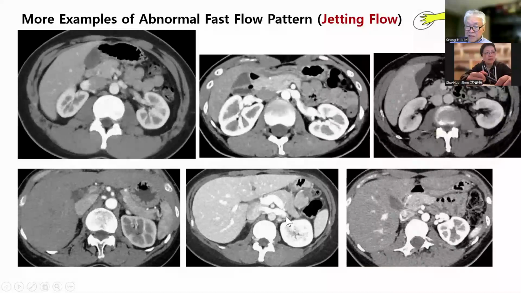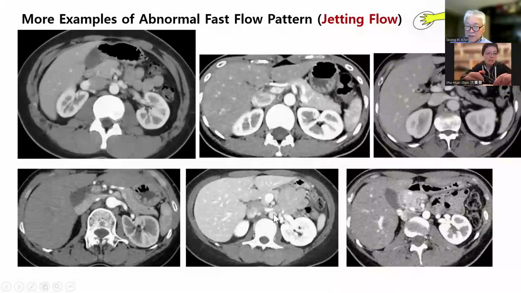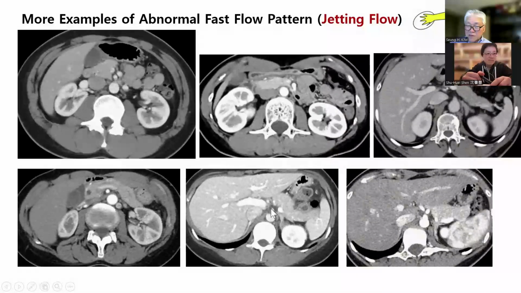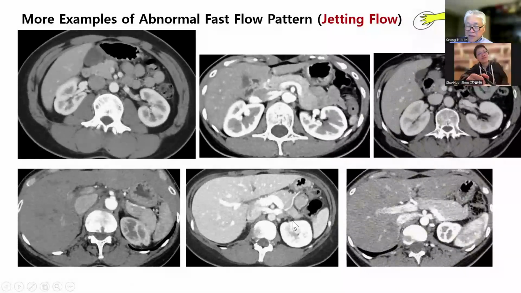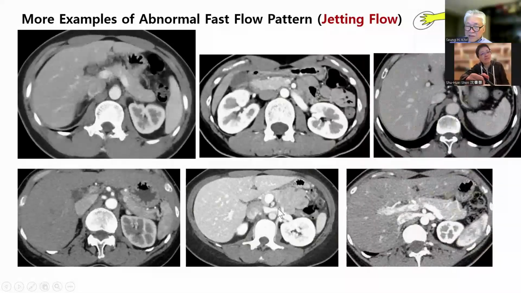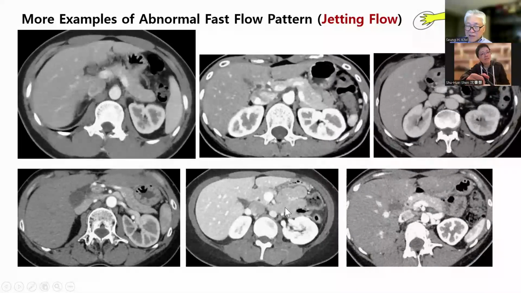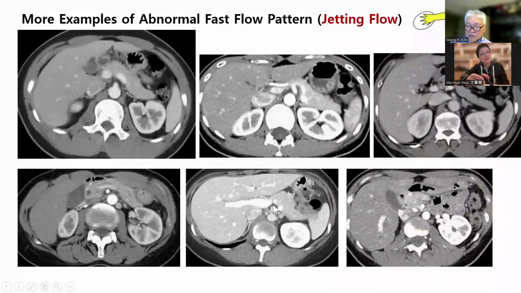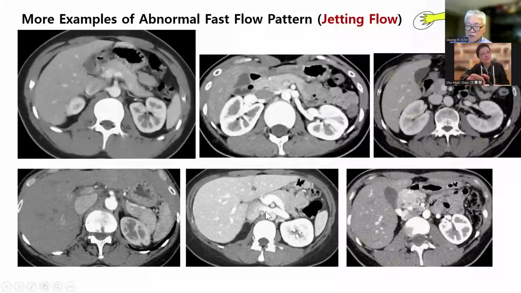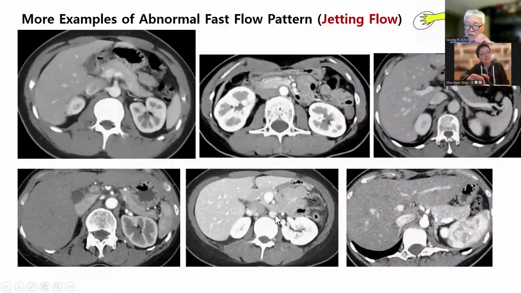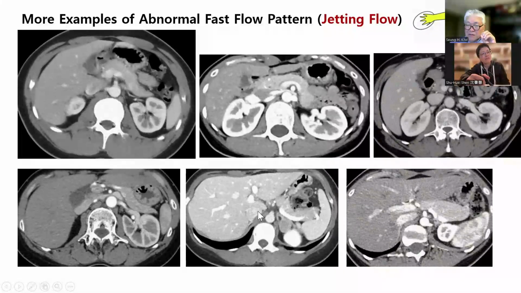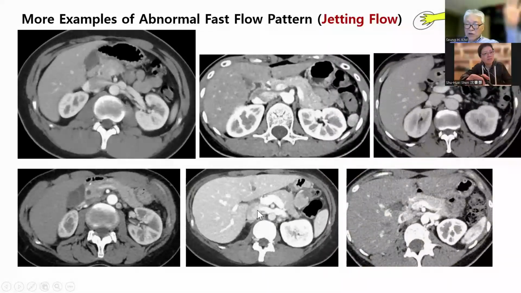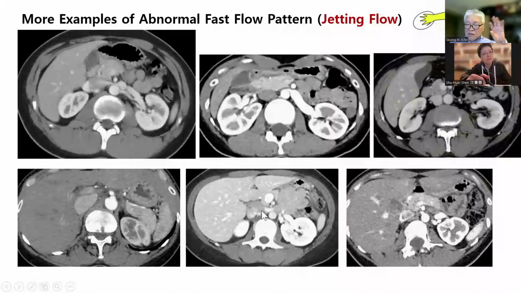But in this case, I think there's a little bit of compression here between the aorta and the superior mesenteric artery. The contrast density in the proximal left renal vein is quite strong, but after it passes this aortomesenteric portion, the density becomes very weak, and it spreads into the inferior vena cava.